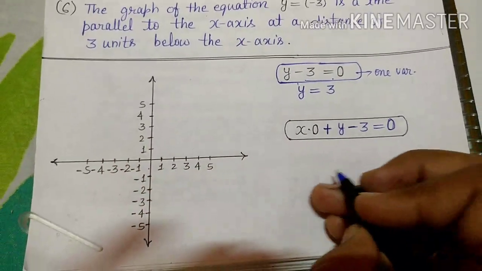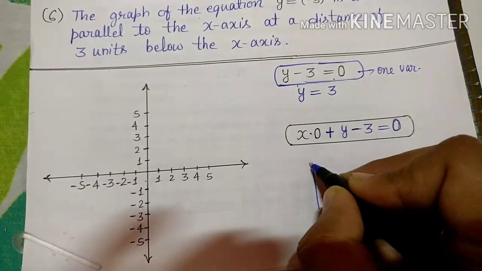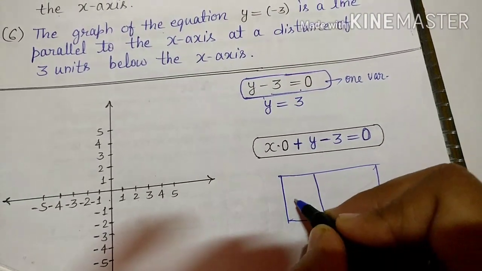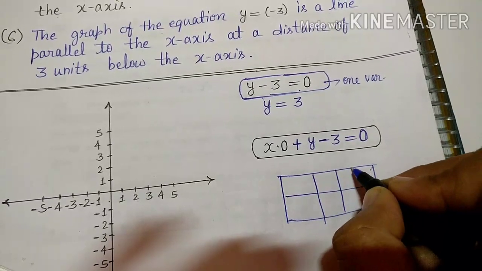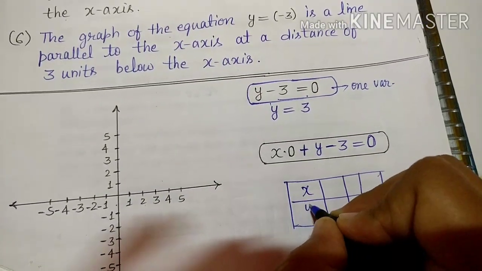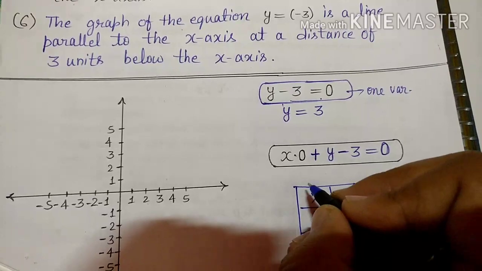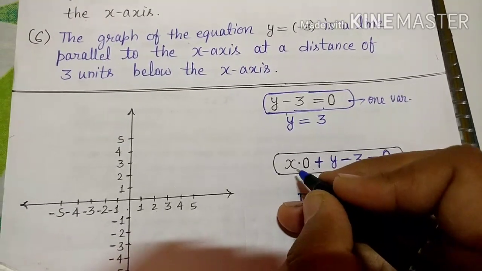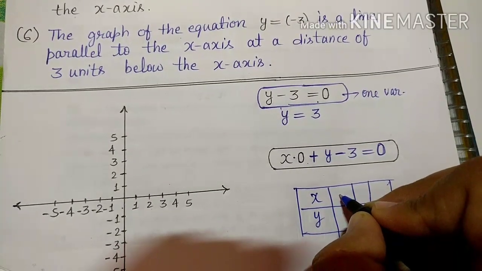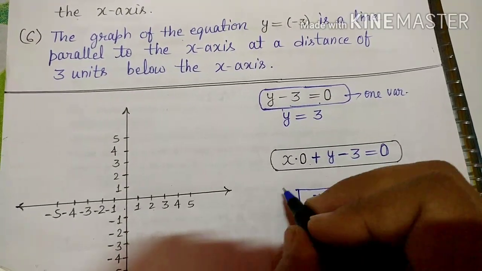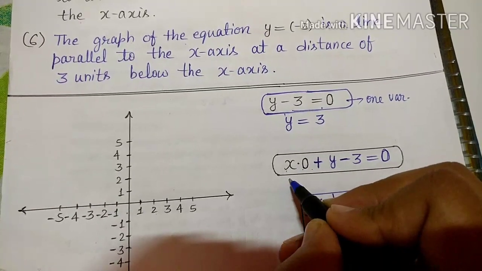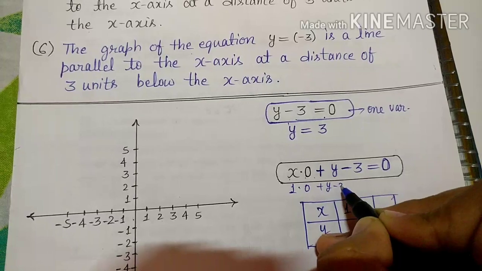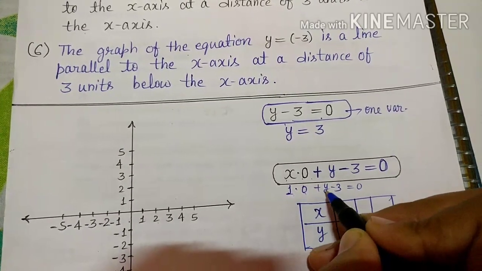Now what can we do? We can make a table like this, with x and y. As we already have the y value 3, we will put values in place of x. First we put 1 in place of x. So what y value comes? 1 times 0 plus y minus 3 equals 0. So 1 times 0 is 0, and y minus 3 equals 0.